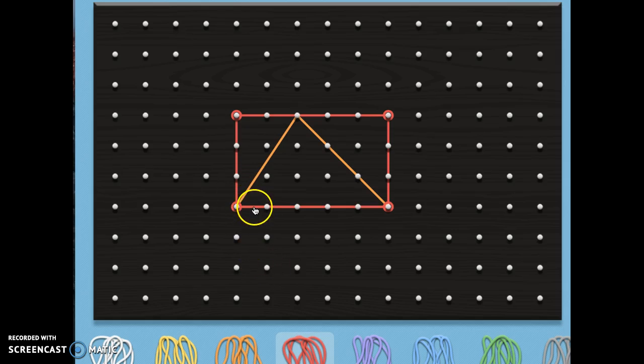The area of this rectangle is 1, 2, 3, 4, 5 times 1, 2, 3. 5 times 3 is 15. Our question is, what is the area of the triangle inside? If we imagine taking our rectangle and cutting it in half, so I'm going to put another elastic in there to make it easier to see. You can see now that there's actually 2 rectangles here.